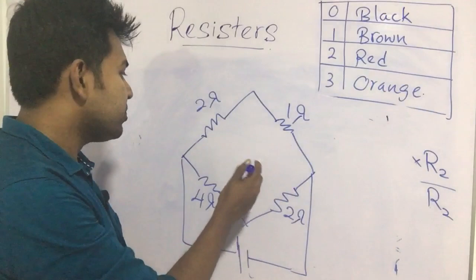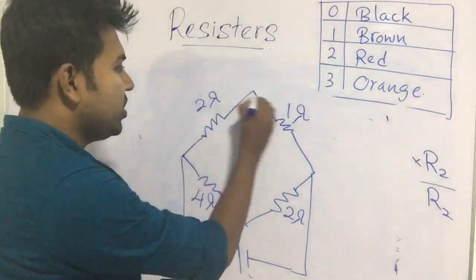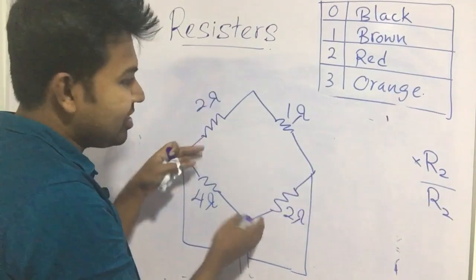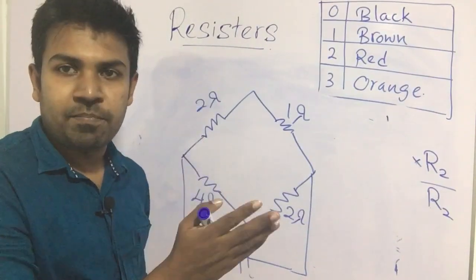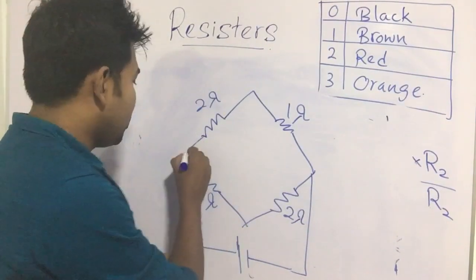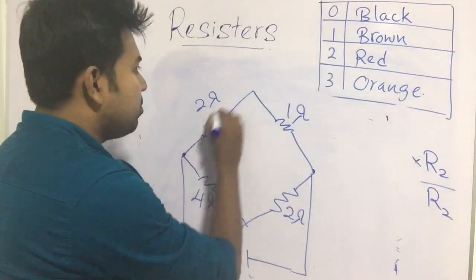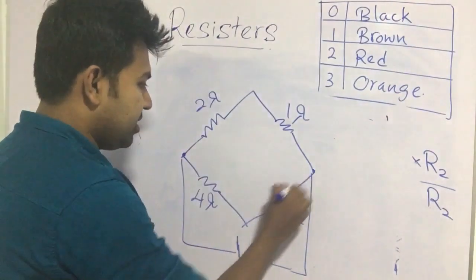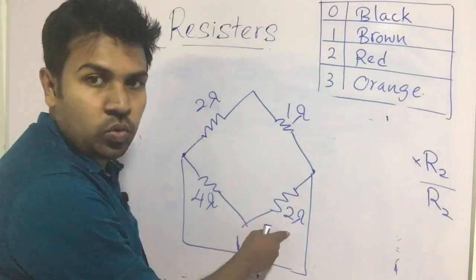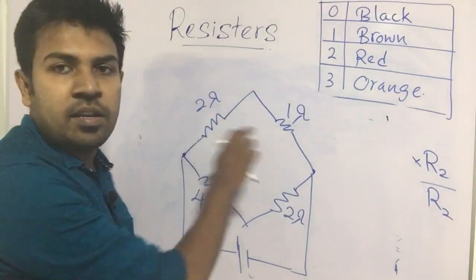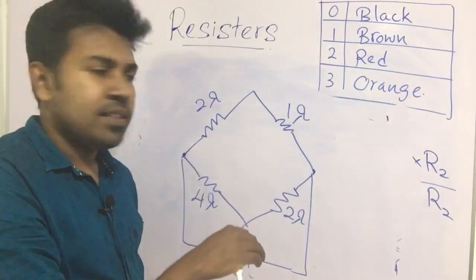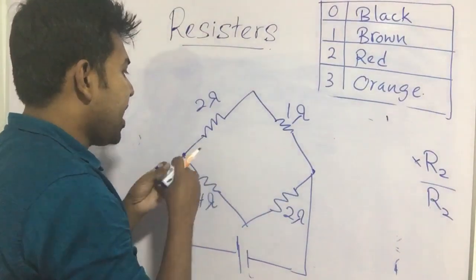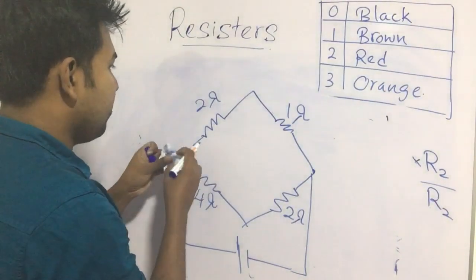So even though you can see parallel like this, it's not parallel. Don't mix up with the questions. So here to here this part is series, here to here this part is series. That means 4 and 2 are in series, then 2 and 1 are in series separately. Then you collect these two together and then you can find.